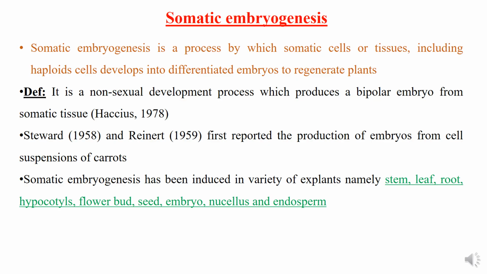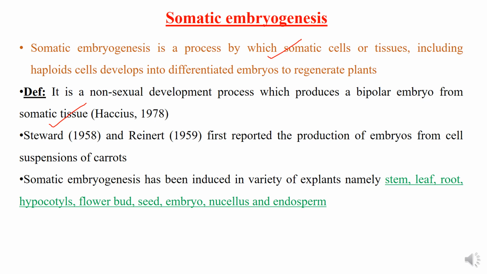So somatic embryogenesis is a process by which somatic cells or tissues, including haploid cells, develop into differentiated embryos to regenerate the plants. Coming to the definition, we can define somatic embryogenesis as a non-sexual development process which produces a bipolar embryo from the somatic tissue, and this definition was given in the year 1978.